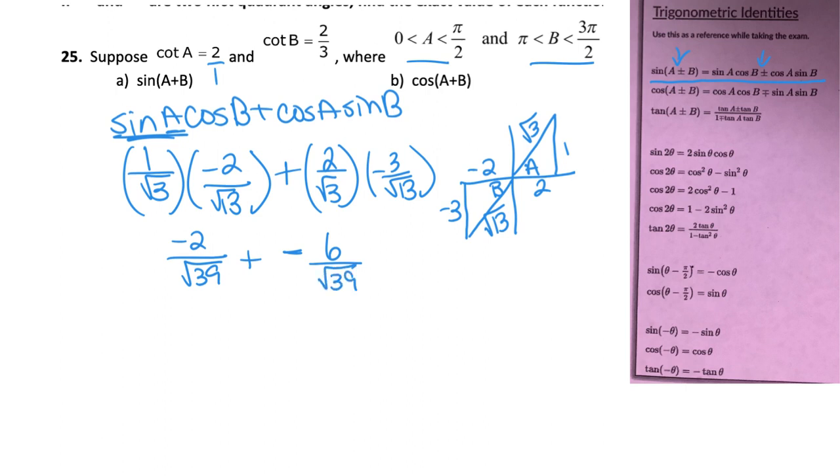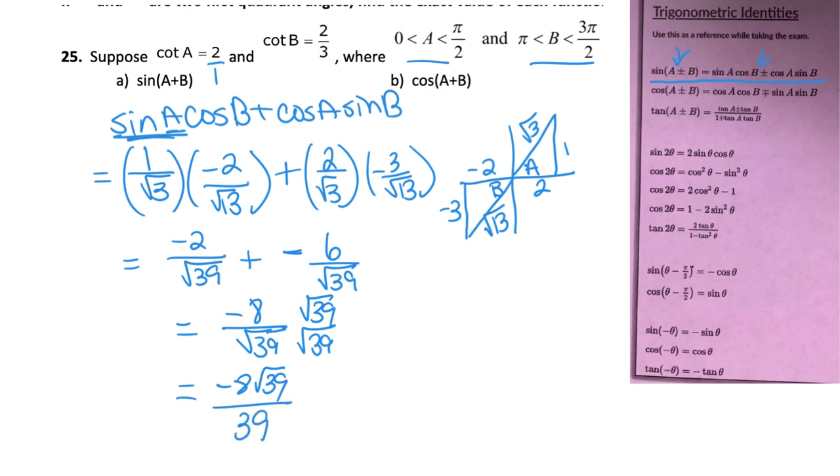So since my denominator is the same, I can combine these, giving me the square root of 39 on the bottom, and I got -8 on top. Please keep in mind we can't leave a radical on the bottom, so we're going to have to simplify that, giving me -8 square root of 39 over 39.